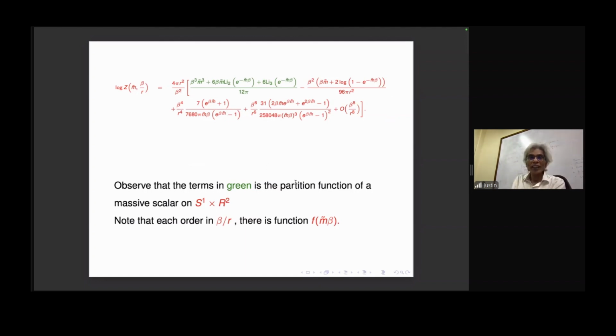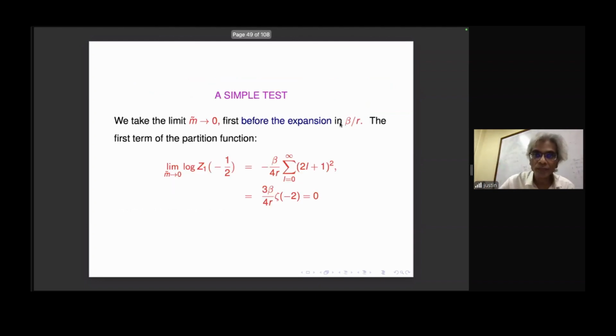in 1 by r. And at each order, as expected, there is a function of beta by r, there's a function of m tilde beta, right? So it's still not a conformal theory because there is an extra scale, m tilde beta. So it's just a partition function of a massive scalar. Now, before we go ahead, because we did so many tricks, we will do 2 simple tests actually.